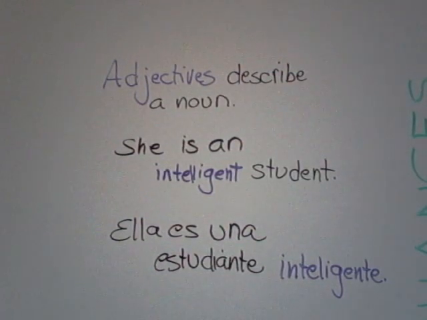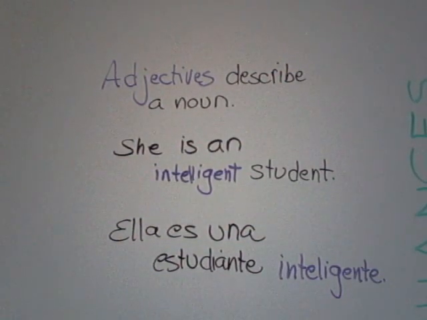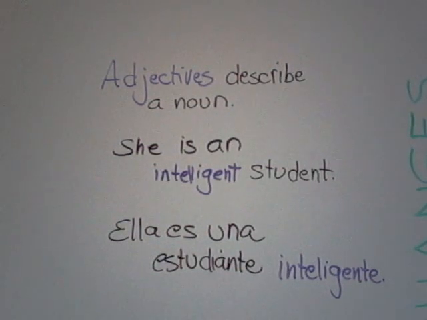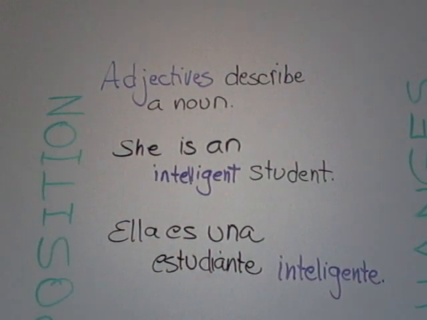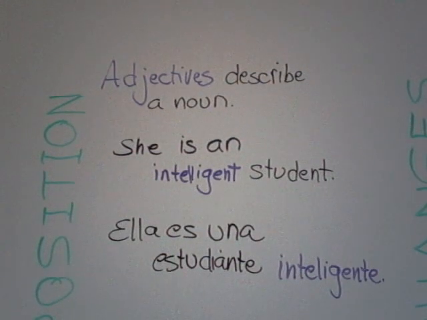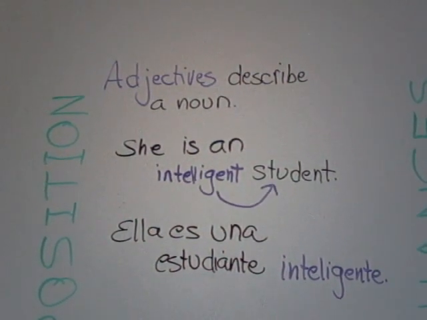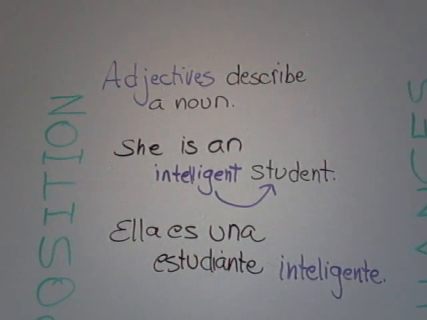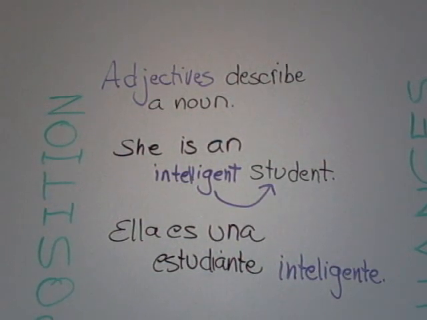Ella es una estudiante inteligente. That means she is an intelligent student. Notice that the adjective in Spanish appears in a different place in relation to the noun it describes than it does in English. In English, the adjective appears before the noun that it's describing. Intelligent describes student. In English, we like to hear the description before the noun.